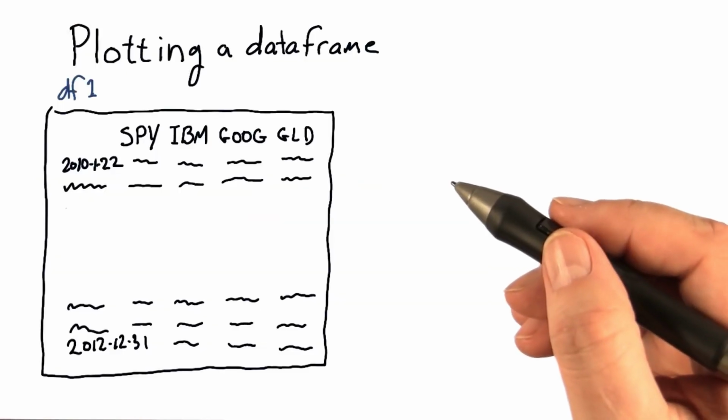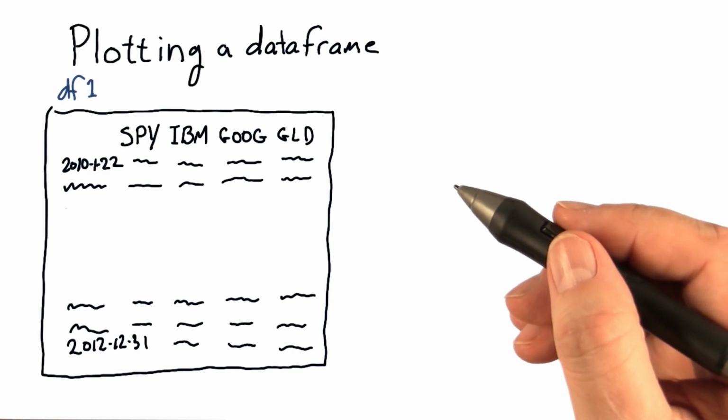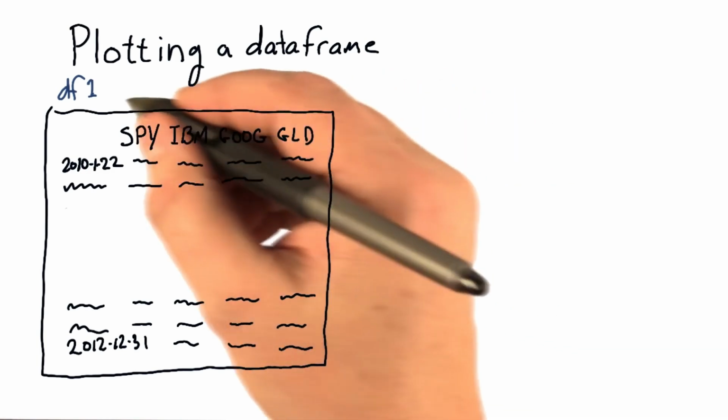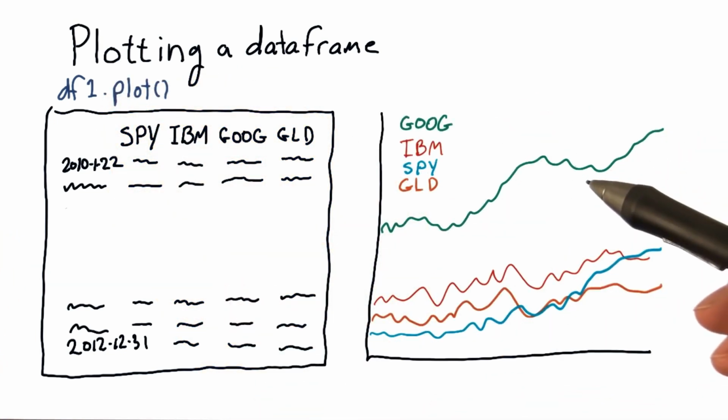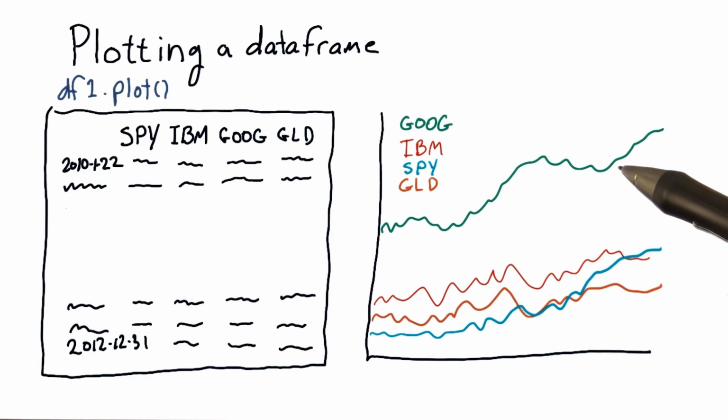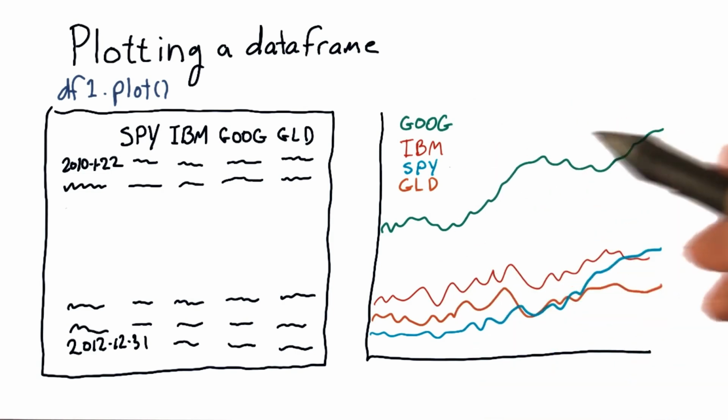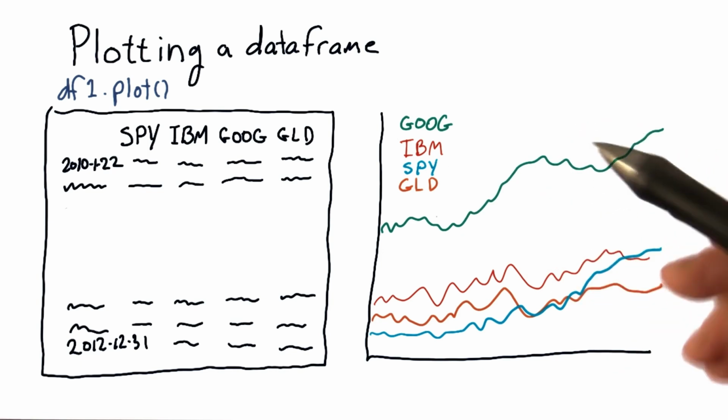Suppose you've got a data frame. It's pretty easy from the data frame to make a plot. In fact, the syntax is as simple as this. Pandas will take this data and create a nice chart that looks about like this. It'll give an individual color to each time series and give you a nice legend telling you which is which.